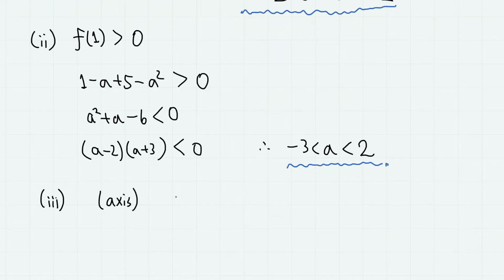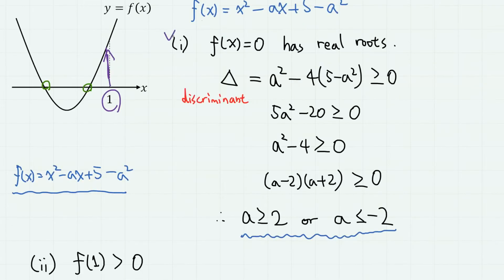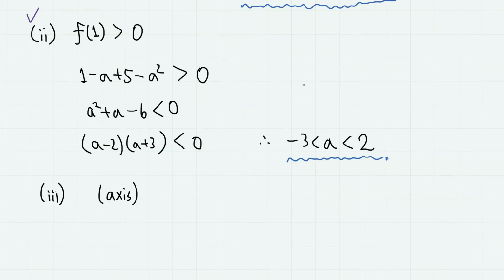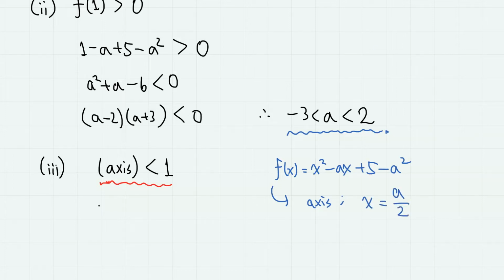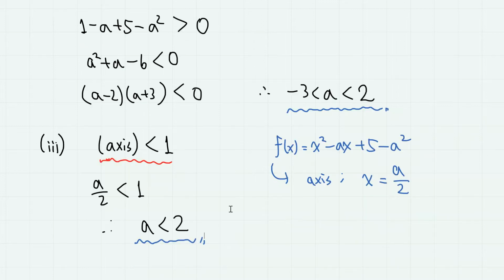And lastly, we have the condition related to the axis of the parabola. You see, in addition to these two conditions, we require one more condition. And that is, the axis of the parabola must be on the left of x equals 1. So we have the axis condition. And from this equation, we can see that the axis is x equals a over 2. So therefore, we have a over 2 is less than 1. Therefore, a is less than 2. So we have this range.